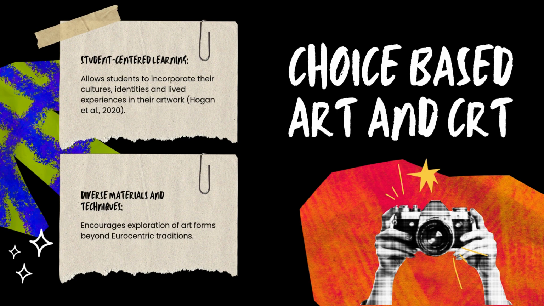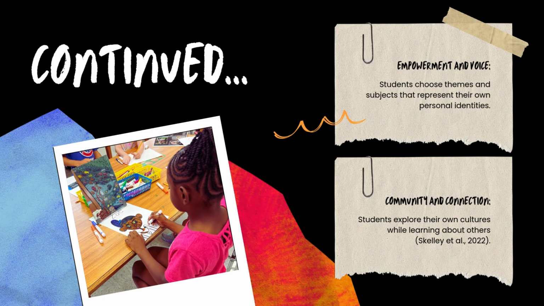So how does student choice align with culturally responsive teaching? Choice allows students to bring their own identities, experiences, and traditions into their artwork and encourages exploration beyond Eurocentric artistic traditions. These strategies also empower students to choose themes and subjects that represent their own personal identities and explore their own cultures while learning about others. What cultures, identities, or perspectives are currently reflected in your art curriculum? What gaps might exist, and how could student choice help address them?